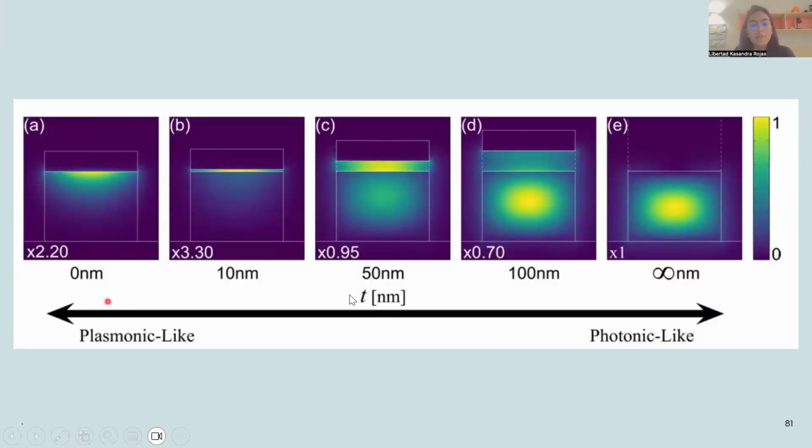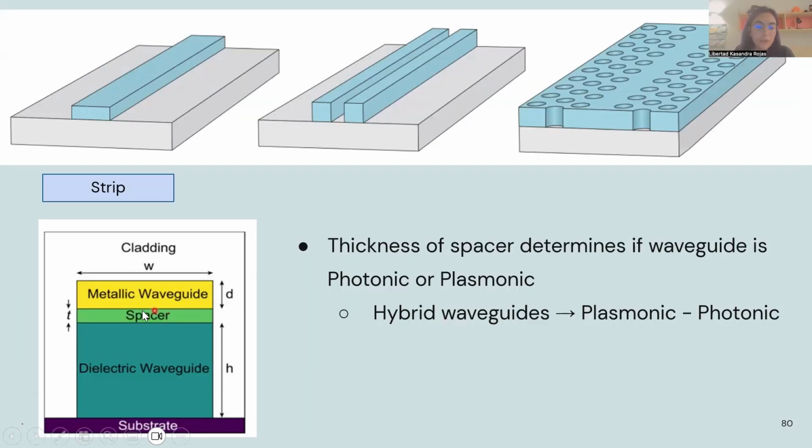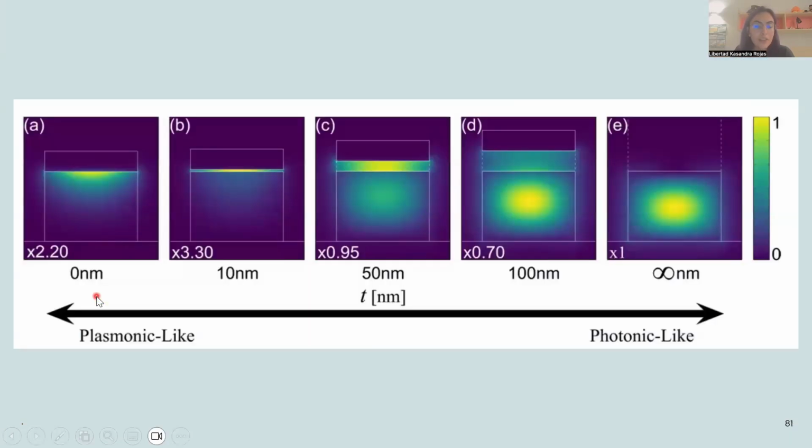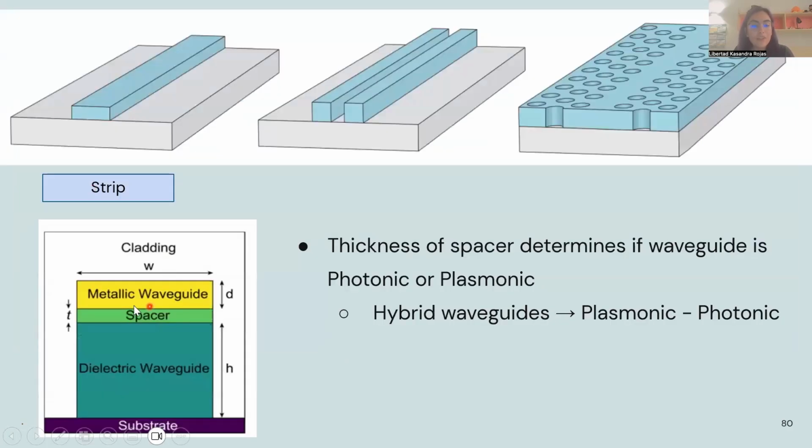So here we have a figure that is showing us the different modes that you can hold depending on how thick your spacer is. So now remember, your spacer is this layer that separates your dielectric waveguide from your metallic waveguide. Okay? If the spacer is non-existent, so if it's height is 0, you have a plasmonic-like waveguide. And as you can see, light is traveling in the dielectric part, but at the interface between the metal and the dielectric. Okay? Remember, this is just a cross-section of our strip waveguide.